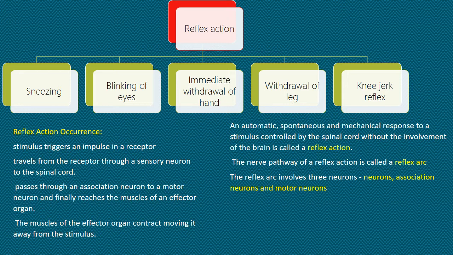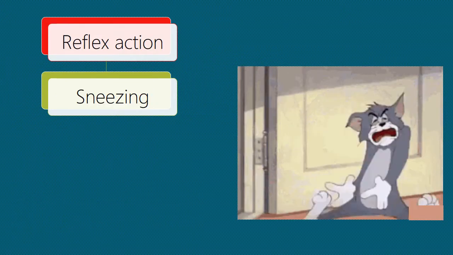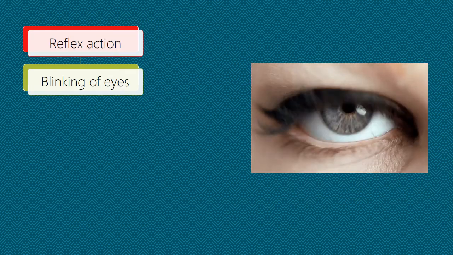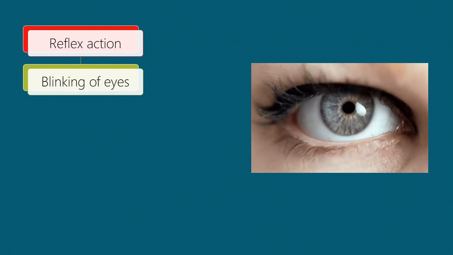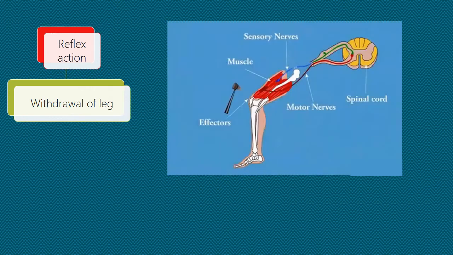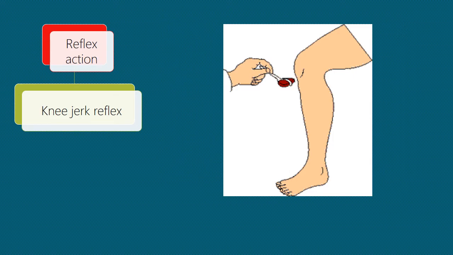Some common examples of reflex actions are sneezing, blinking of eyes, immediate withdrawal of hand, withdrawal of leg, knee-jerk reflex. Sneezing, when an unwanted particle enters the nose. Blinking of eyes, when a foreign particle enters the eye. Immediate withdrawal of hand if you unknowingly touch a hot object. Withdrawal of leg if you suddenly step on a nail when walking barefoot. Knee-jerk reflex in response to tapping under the knee.